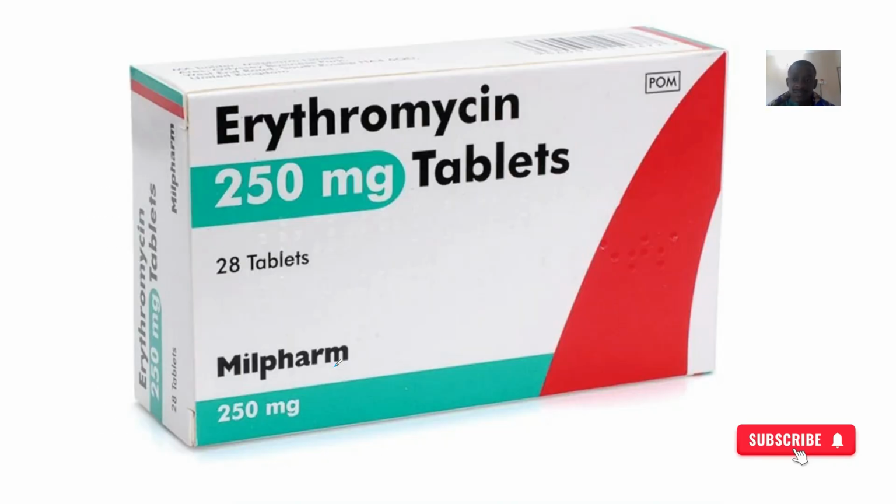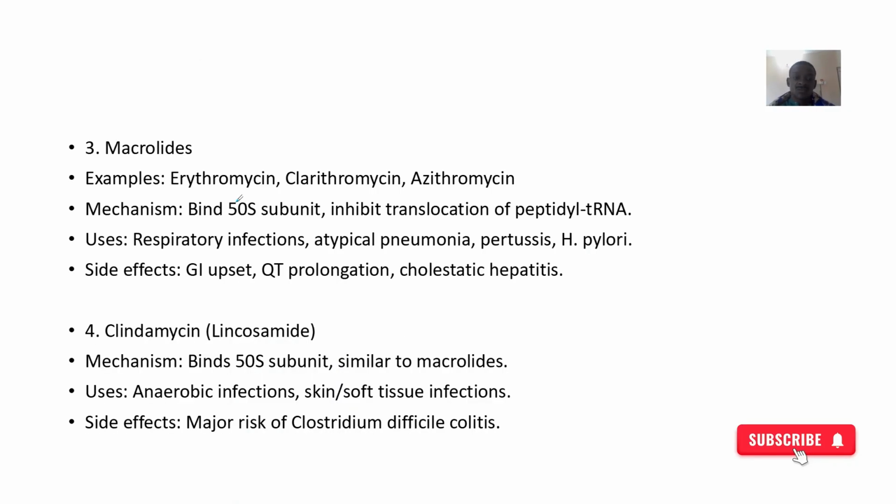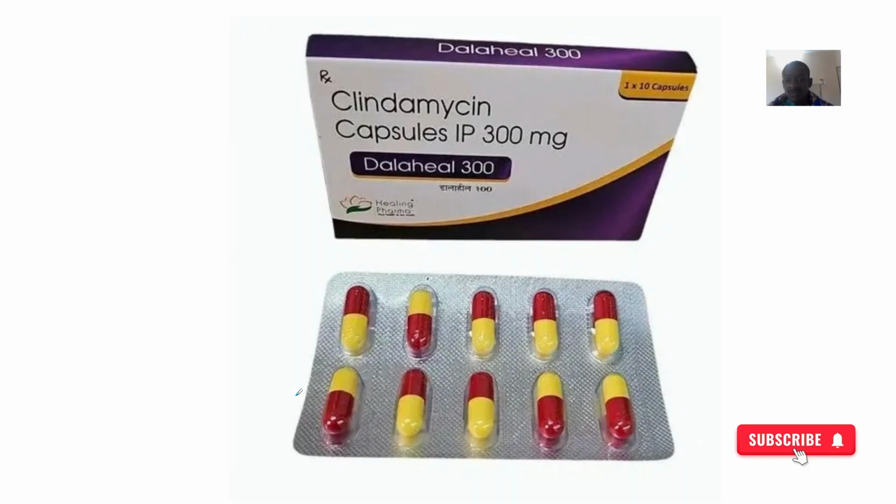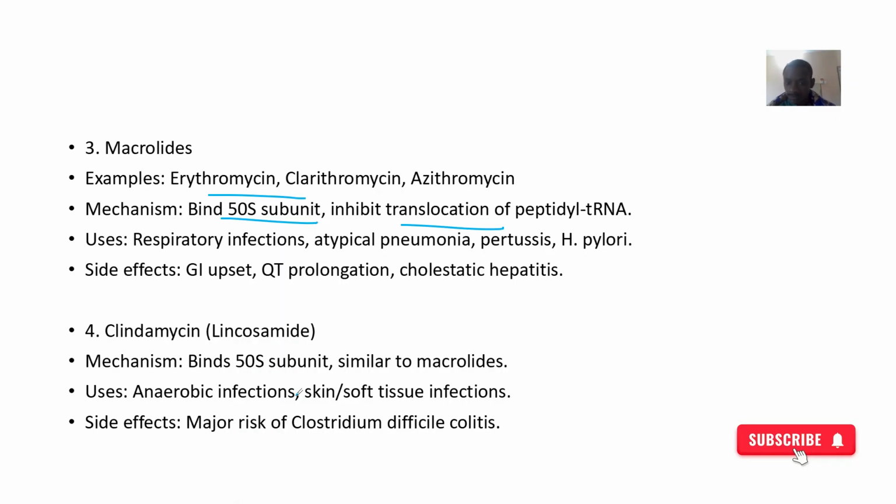Then we have the macrolides, like erythromycin, clarithromycin, azithromycin, and the rest of them. They bind to the 50S subunit. They inhibit translocation of peptide-tRNA. We have clindamycin, which is a lincosamide. It binds to the 50S subunit, similar to the macrolides, and is used in treating anaerobic infections, skin infections, and also soft tissue infections.